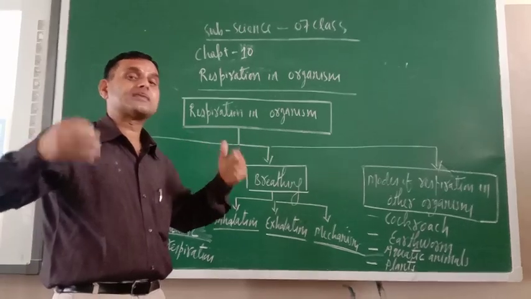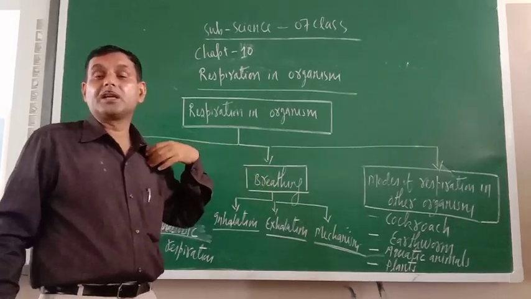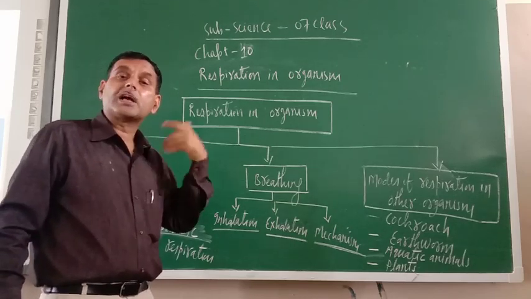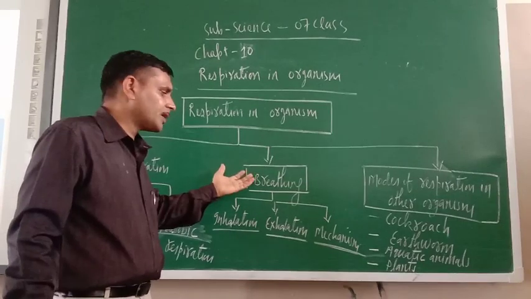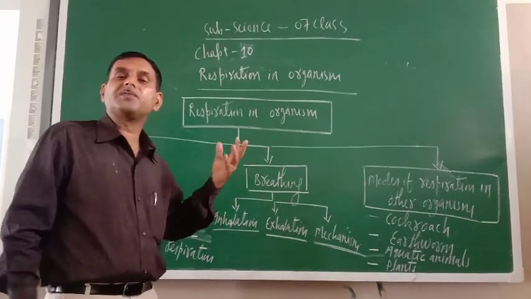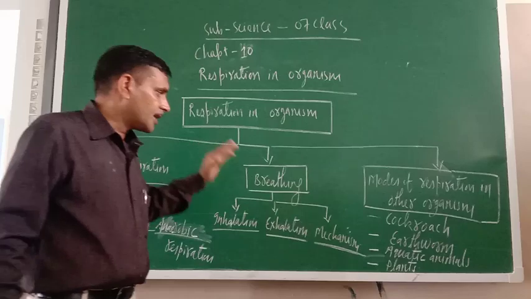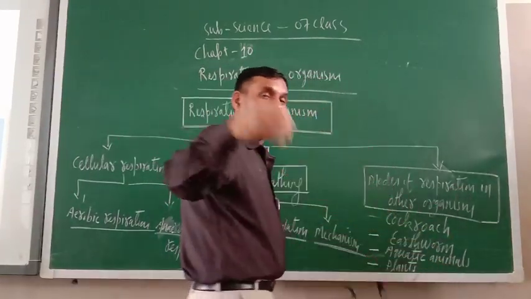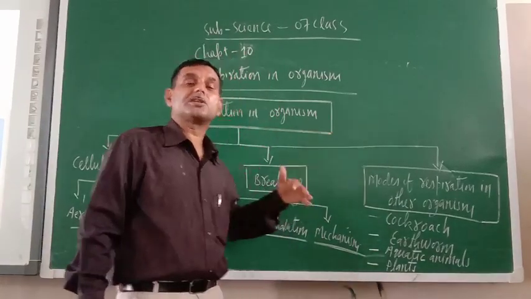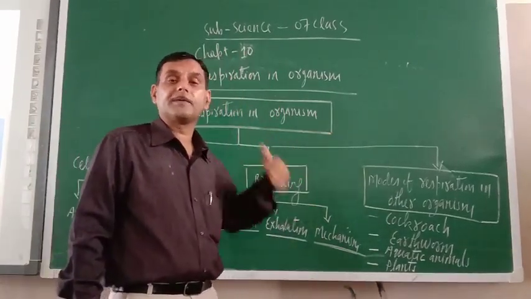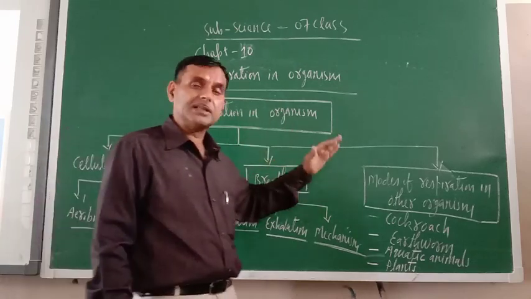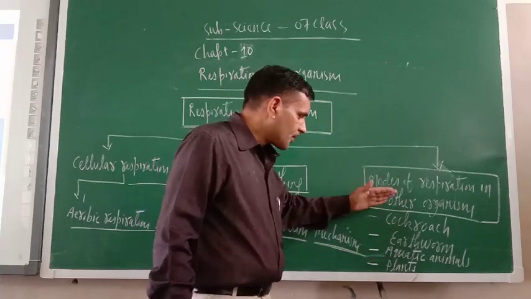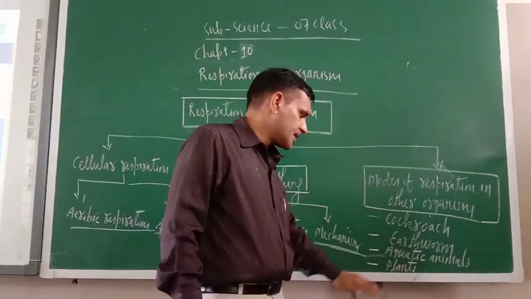What are the body parts involved in breathing? Ribs and diaphragm are the important parts involved in breathing. So basically we will study the breathing process in human beings. Other than this, we will study the modes of respiration in other organisms, in some small animals also, like cockroach, earthworm, aquatic animals like fishes, and plants.